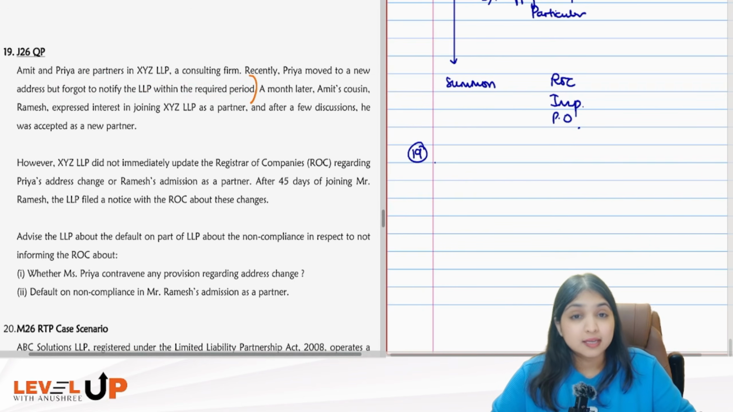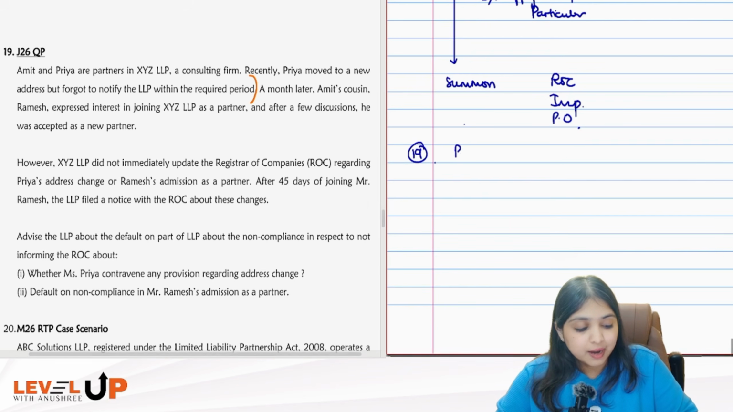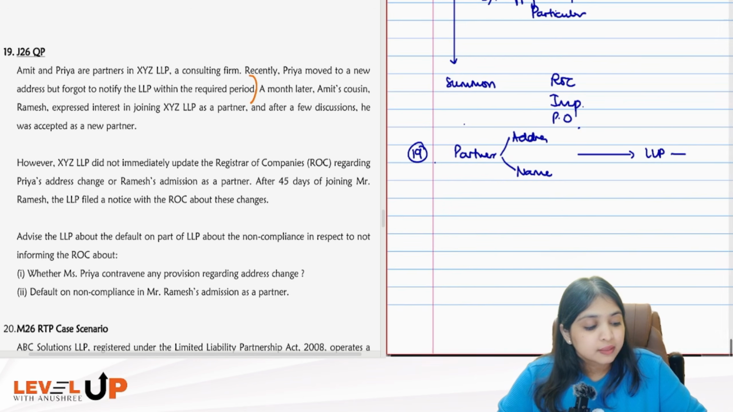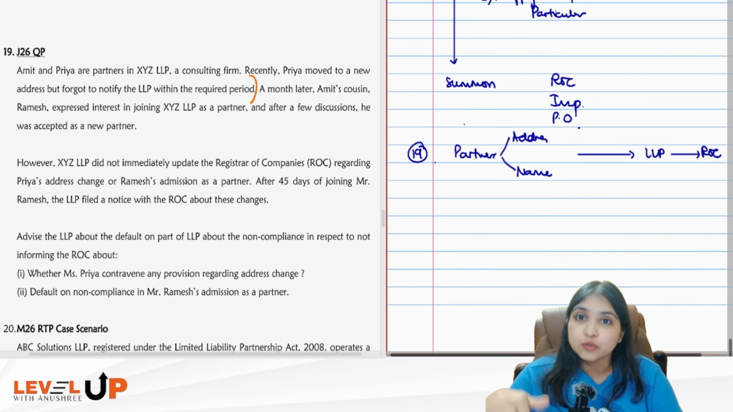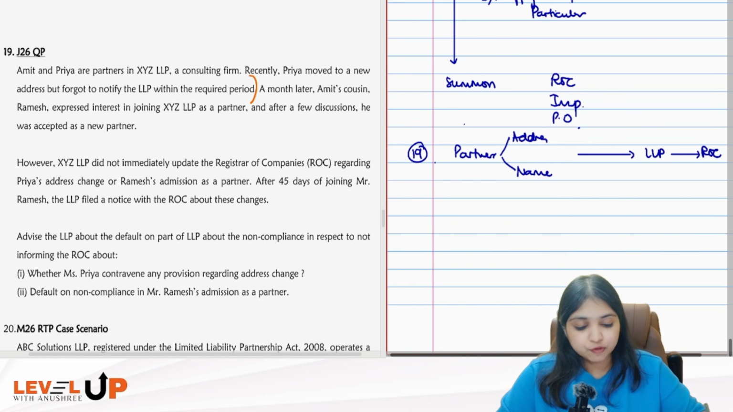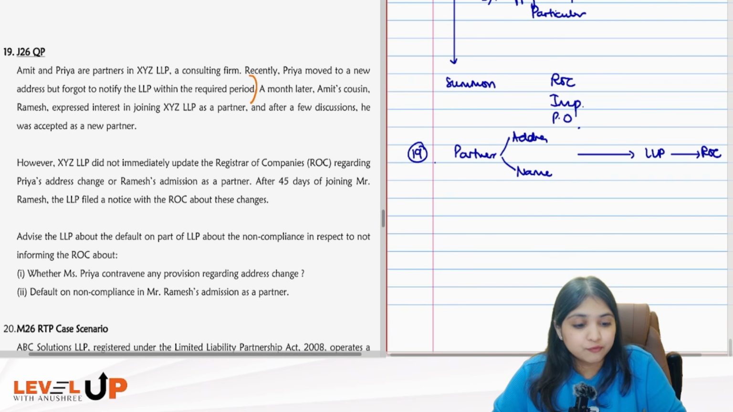This is wrong, guys. There's a provision in your LLP Act which says that if any partner's address or any partner's name undergoes a change, then the partner has to inform the LLP within 15 days of the change. Then LLP will inform the ROC within 30 days of the change. So the partner has to inform the LLP first about the change in name or address. Then LLP will inform the ROC. But here the question says Priya moved to a new address but forgot to notify the LLP. She did not inform the LLP.